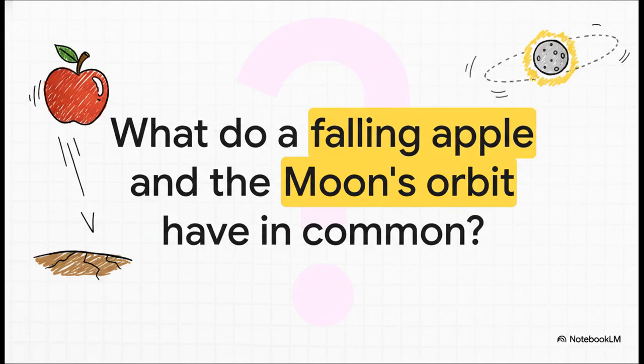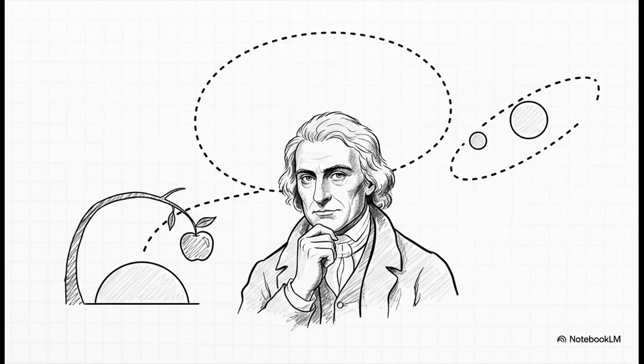What in the world could a falling apple and the orbiting moon possibly have in common? I mean, think about it. They seem totally different, right? One plummets straight to the ground, and the other just hangs up there, endlessly circling us. What's the connection? And the guy who cracked this massive puzzle? None other than Isaac Newton.